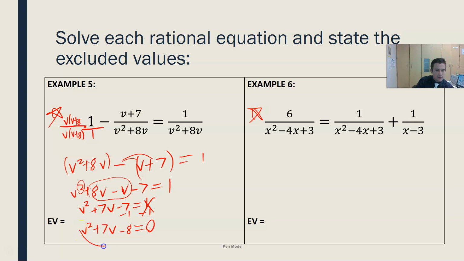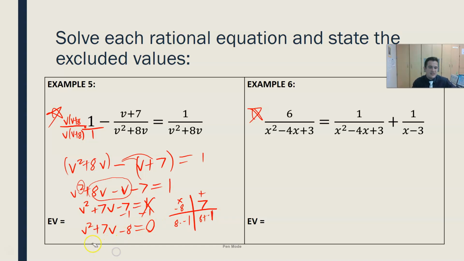I'm going to go ahead and multiply my first and last terms together, which is -8. I need to find two numbers that multiply to make -8 and add up to 7. Well, that's going to be 8 and -1. 8 times -1 is -8. 8 plus -1 is 7.